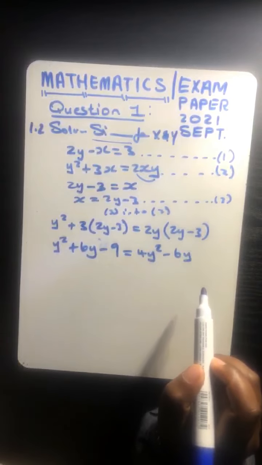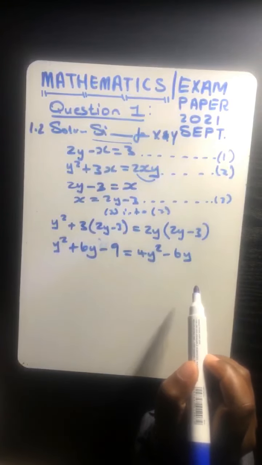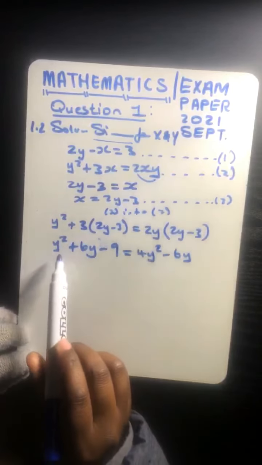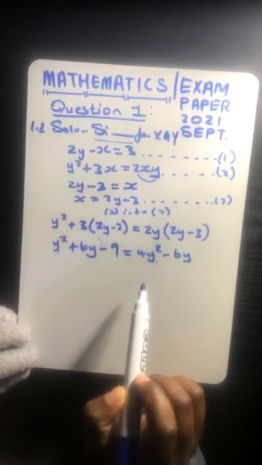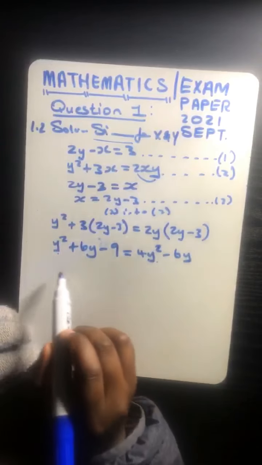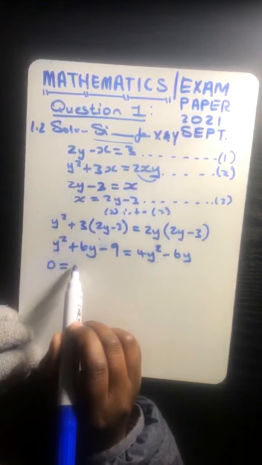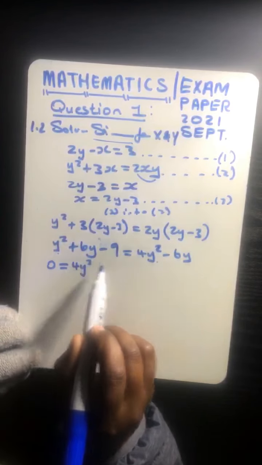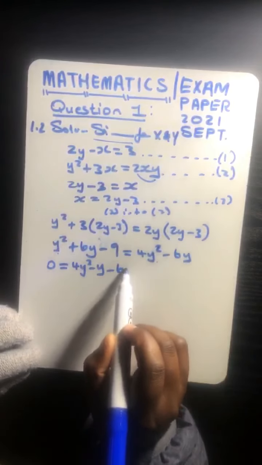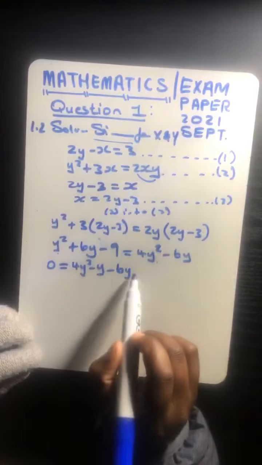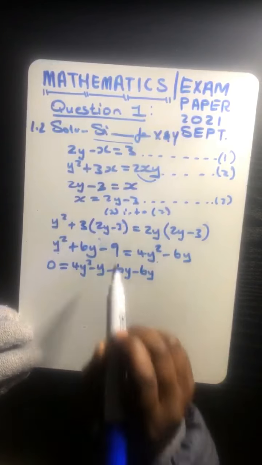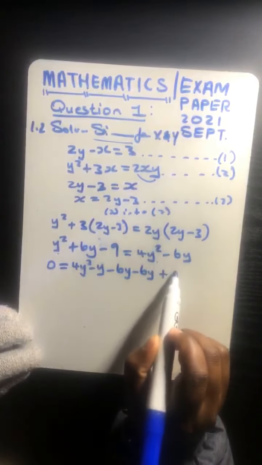So now what you can do, ladies and gentlemen, is to move everything to the other side. I would like to move this one to the other side because I want to have a positive a value. So that means I can just say I'm going to remain with 0 and say 4y squared minus y, and then what are we having? We have minus 6y over there, and then you transpose, it changes the sign, we have 6y. And then again you also transpose that, and you end up having positive 9.